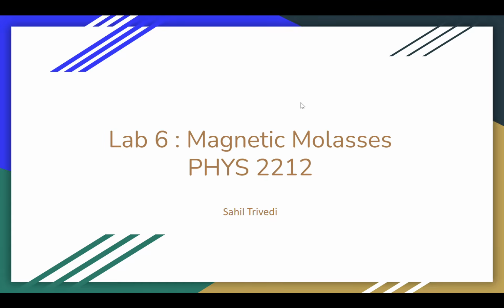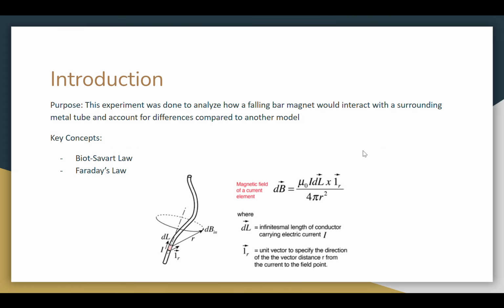So, jumping straight into it, in the introduction, you see the purpose of this experiment was to analyze how a falling bar magnet would interact with a surrounding metal tube and account for differences compared to another model, which is the computational model. The key concepts here are the Biot-Savart law and Faraday's law. This is mainly important for knowing where the current points and the induced current, and how the induced current can counteract the direction of gravity, which will either speed up or slow down the descent of the tube.